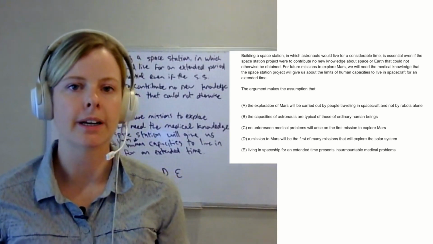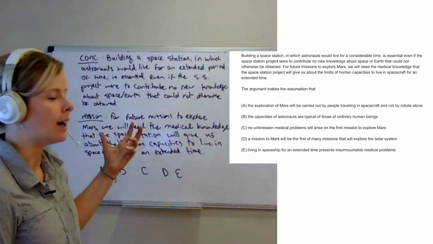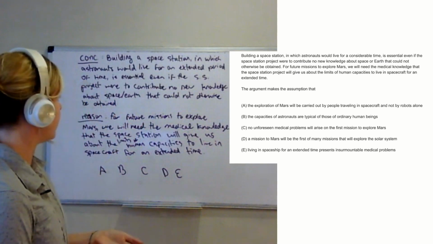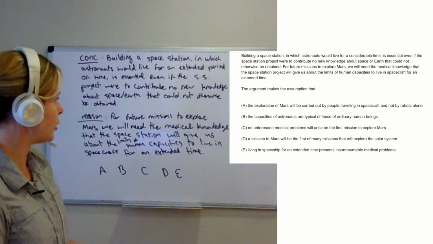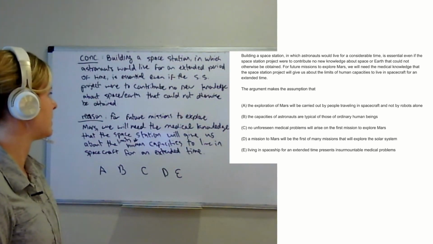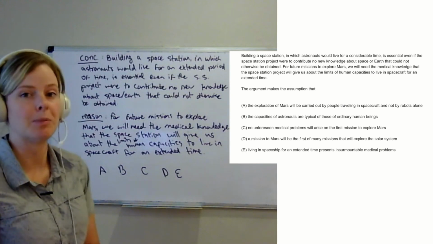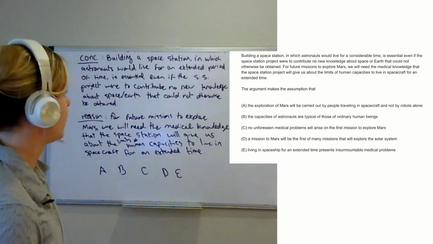All right, let's break down this passage. The author starts off with a conclusion, concludes that building a space station in which astronauts would live for an extended period of time is essential even if the space station project were to contribute no new knowledge about space or Earth that could not otherwise be obtained. That's kind of a lot. I think it's helpful to break it down just a little bit here.